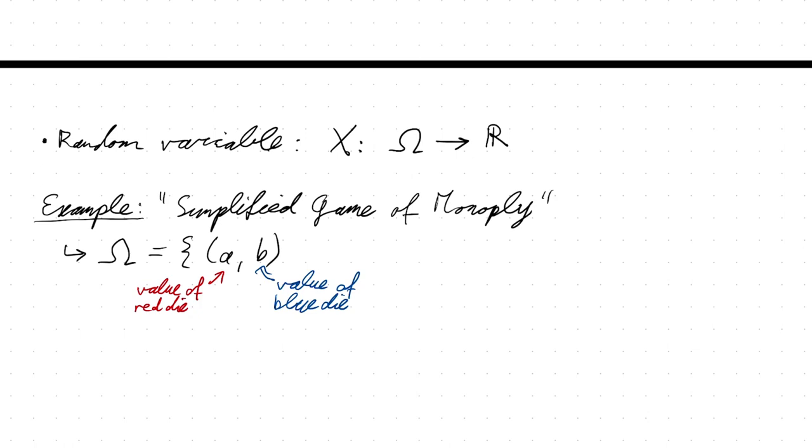And also for simplicity, so that we don't have to write out huge tables, we assume that these are not standard six-sided dice, but instead they are fair three-sided dice. So A and B can only take values from 1, 2, and 3.